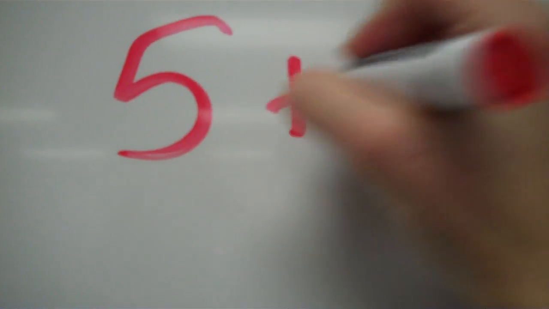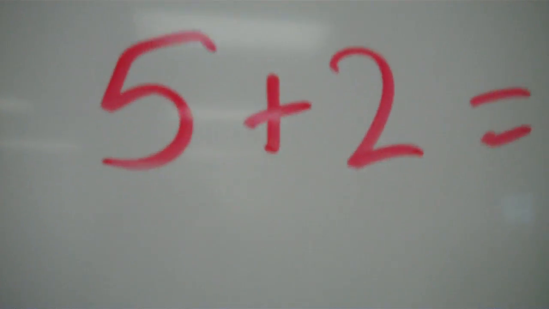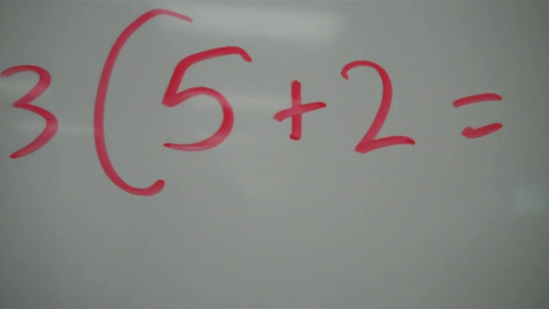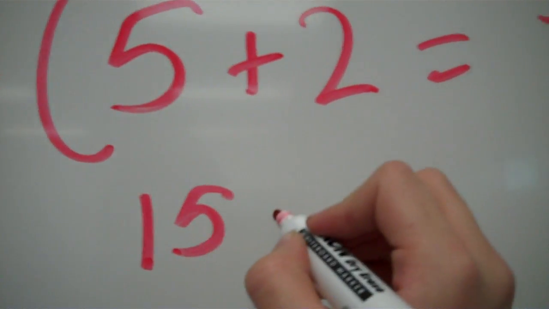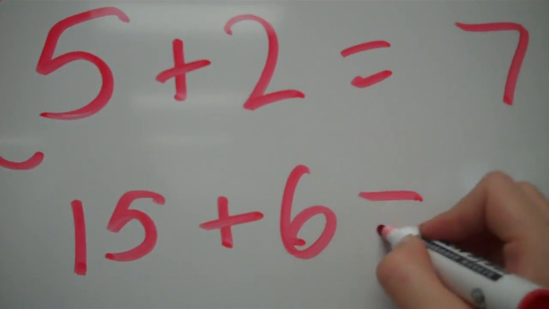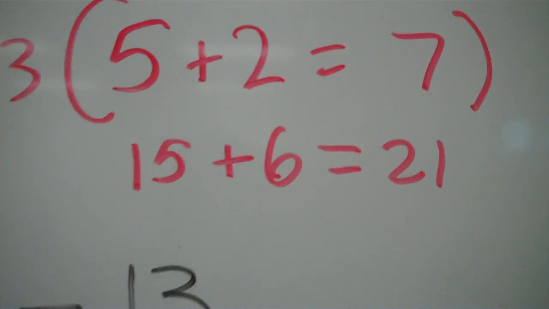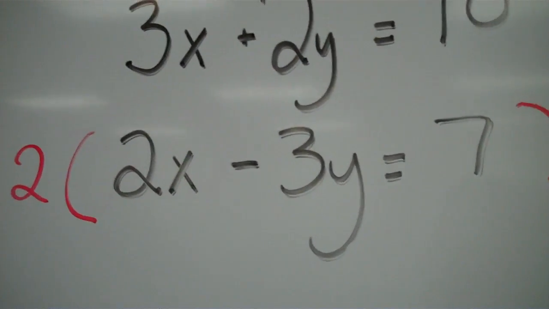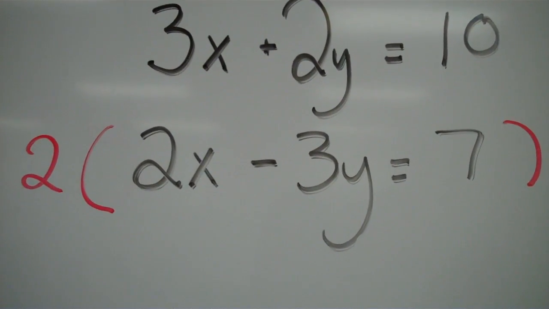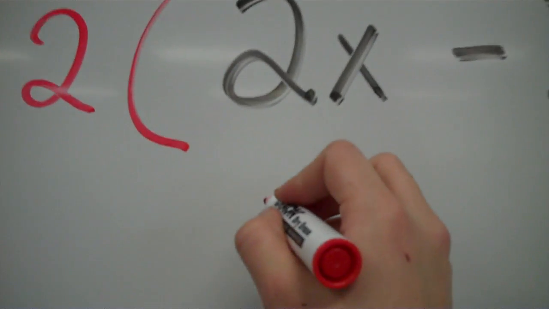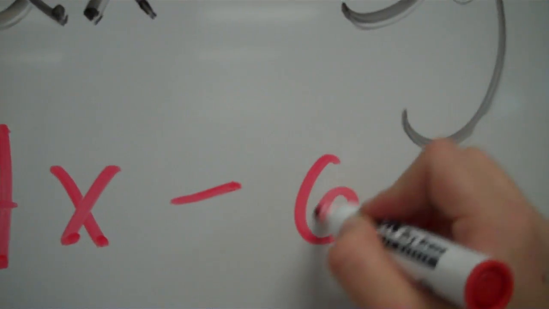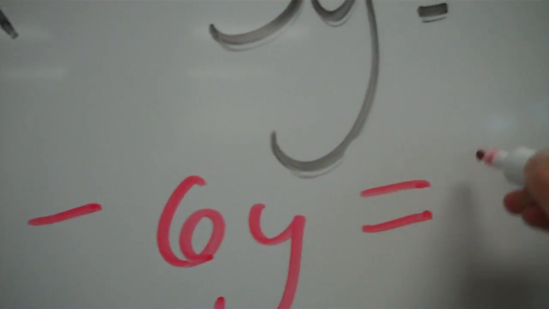And a little side note on why we're allowed to do that. If 5 plus 2 equals 7, and that's true, if I multiply all of this by 3, it will say 15 plus 6 equals 21. And that's still a true statement. So it's totally fine for me to come over here and multiply this all by 2 because it'll still keep the equality. So then we'll have 4x minus 6y equals 14.